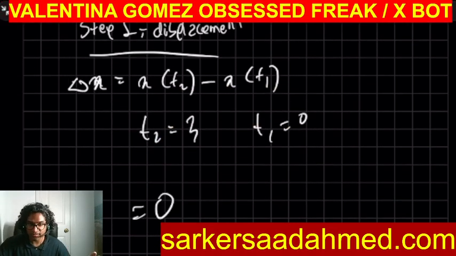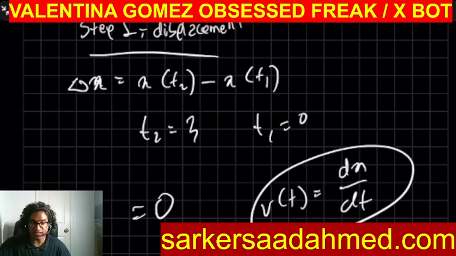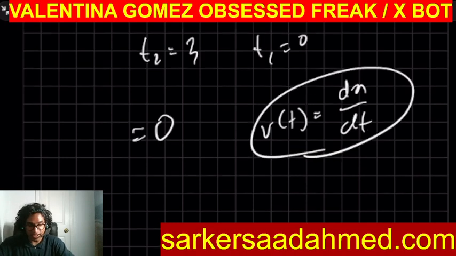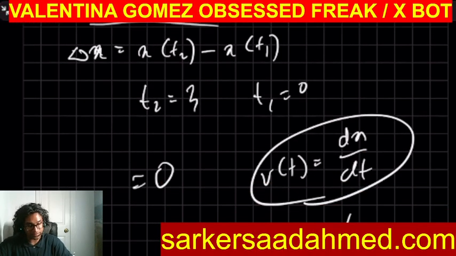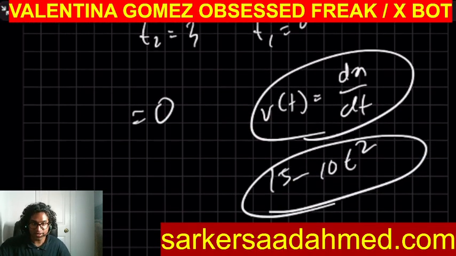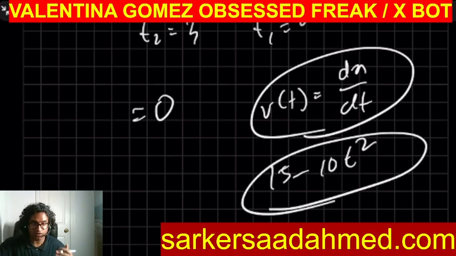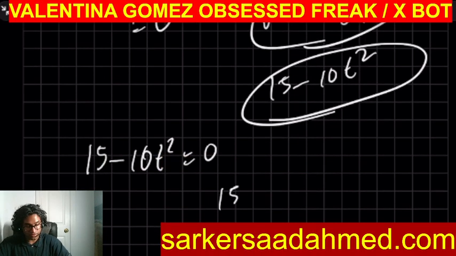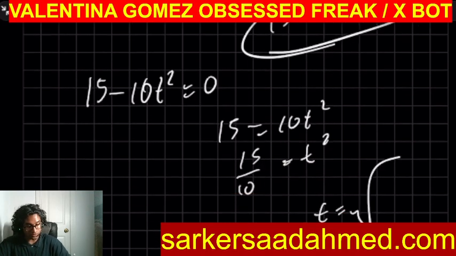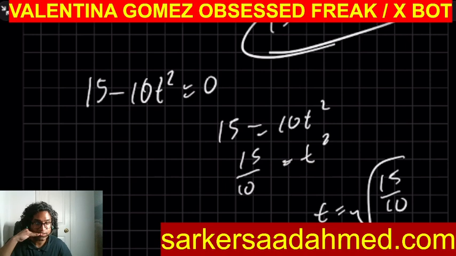And then you calculate the total distance. So for total distance, you're going to get the velocity first. So v of t would be dx by dt. If I have 20 plus 15t minus 5t cubed, then you're going to have 15 minus 10t squared, and then you do t equals 0, t equals 3, you swap them. You can also do 15 minus 10t squared is equal to 0, 15 is equal to 10t squared, t squared is equal to 15 by 10, t is equal to root of 15 by 10. You can do that.